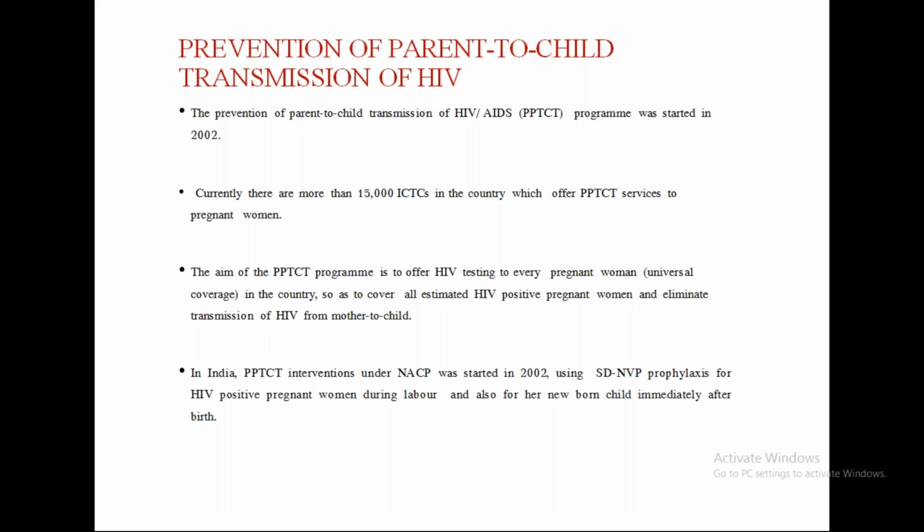And prevention of parent to child transmission of HIV. The PPTCT program was started in 2002. Currently, there are more than 1500 ICTCs in the country which offer PPTCT services to pregnant women. The main aim of this program is to do HIV testing for every pregnant woman in the country so as to cover all estimated HIV positive pregnant women and eliminate transmission of HIV from mother to child. So the main aim of PPTCT is to offer HIV testing to every pregnant woman.